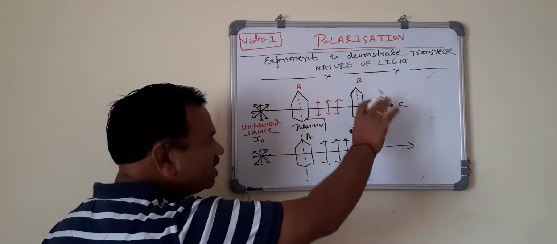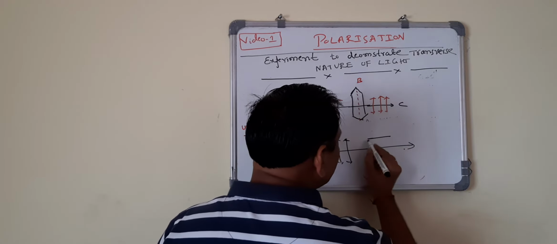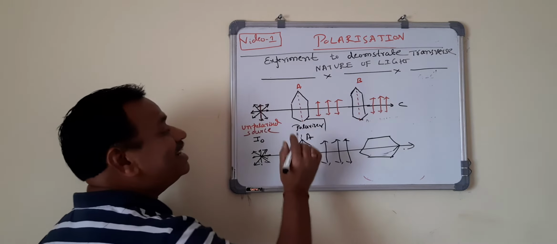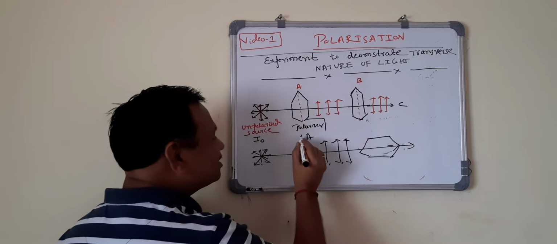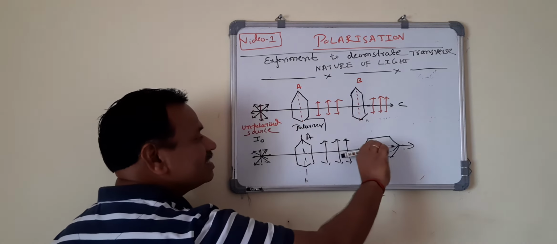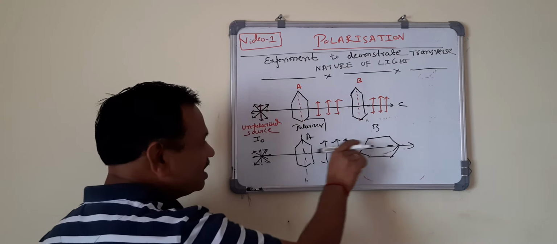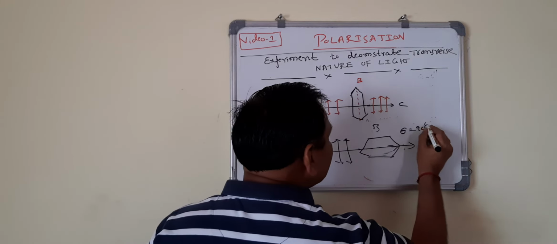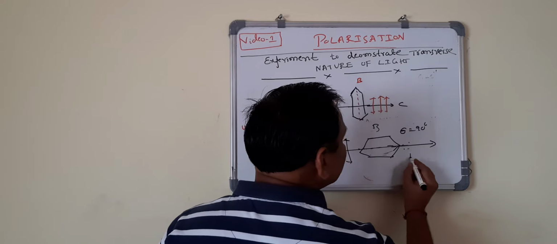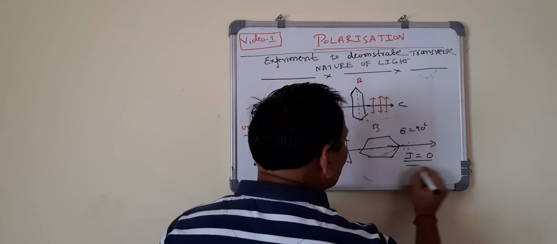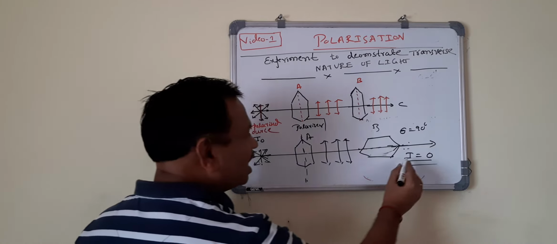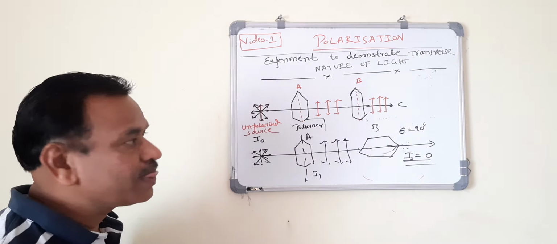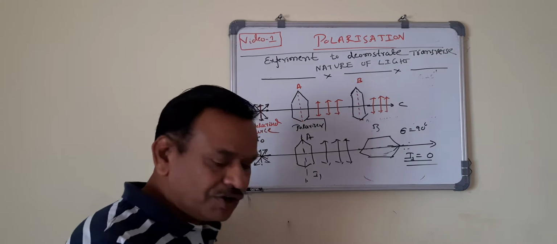Now crystal B is rotated. You see, it is making an angle of 90 degrees. This is your original axis, and crystal B is like this, perpendicular. So theta equals 90 degrees, and I have not shown anything here; the intensity equals 0. Here I will call the intensity I2. Everything is explained in our notes.